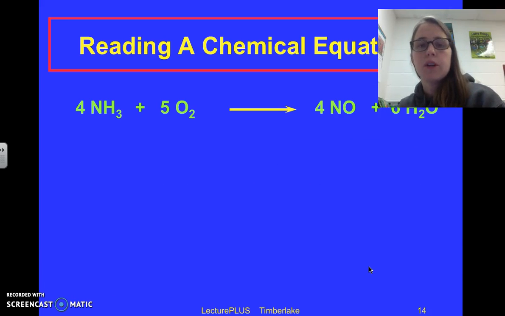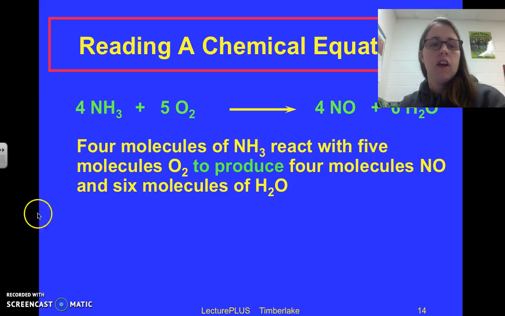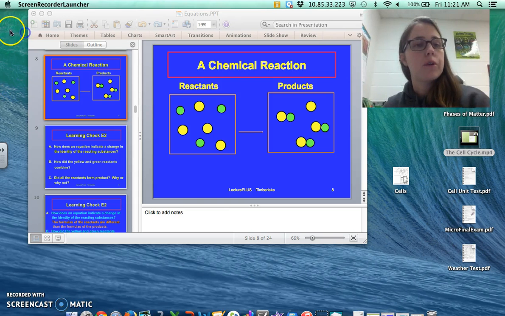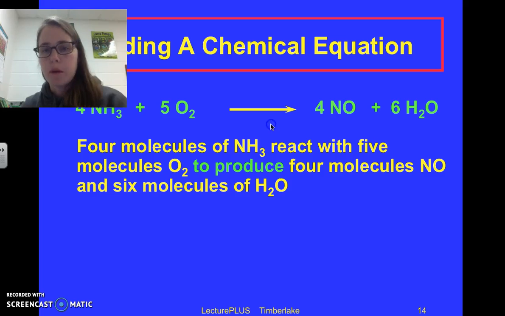So when we read our chemical equations, you should look at the coefficient. Remember, the coefficient tells you how many of these molecules there are. So 4 molecules of NH3 react with 5 molecules of O2 to produce 4 molecules of NO and 6 molecules of H2O, which, as you remember, is water.